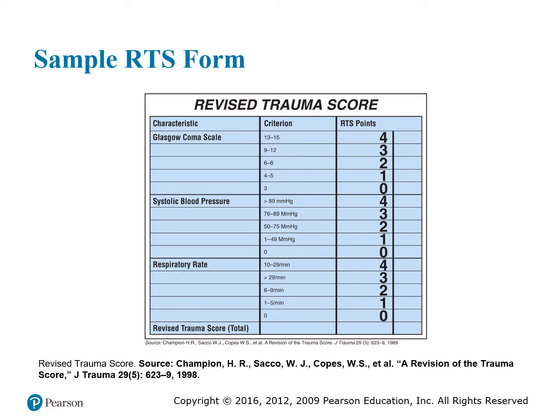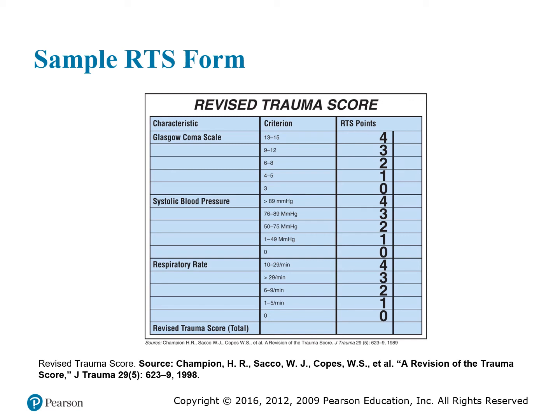So here it is. We've got this nice little chart here. Your Glasgow Coma Score, everything is out of 4 points. First of all, how many points you get scored: 4 is the most, 0 is the least in this one. So your Glasgow Coma Score, if you're 13 to 15, you get 4 points. 9 to 12, 3. 6 to 8, 2. 4 to 5, 1. 3 is 0.